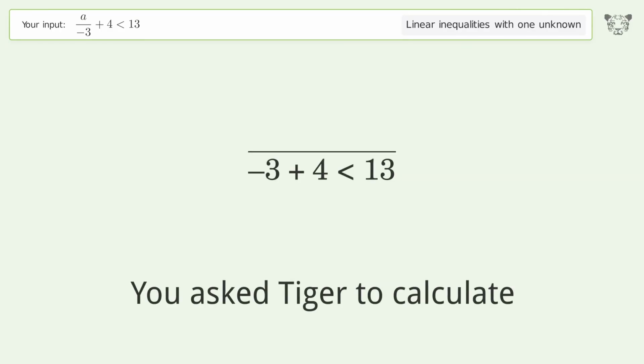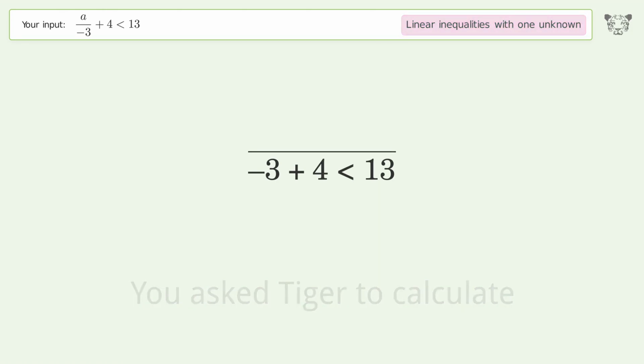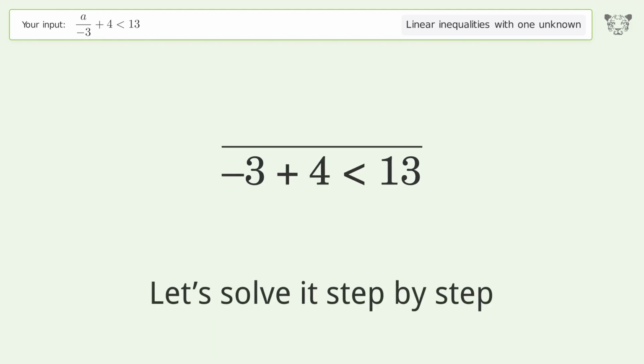You ask Tiger to calculate. This deals with linear inequalities with one unknown. The final result is a greater than -27. Let's solve it step by step.